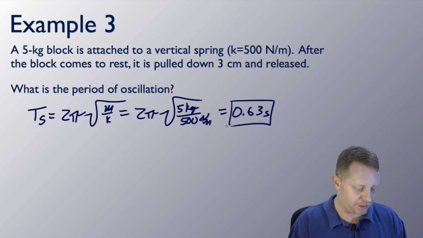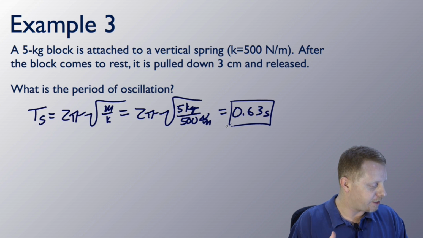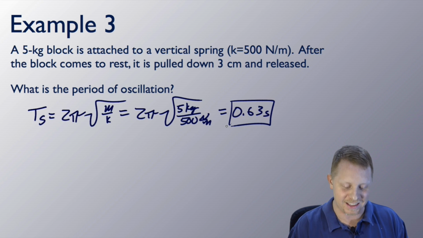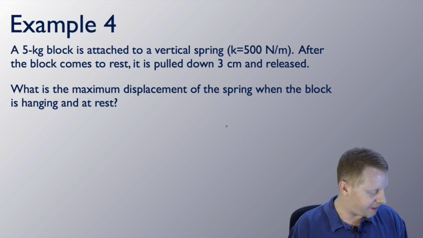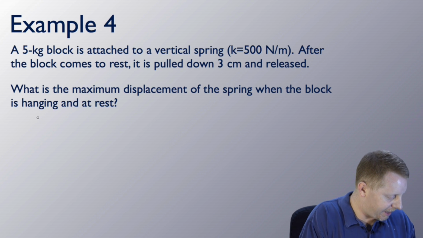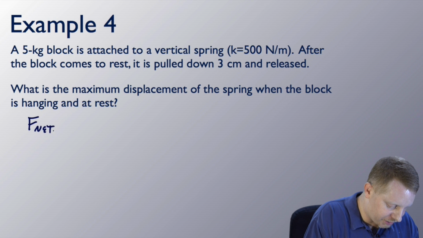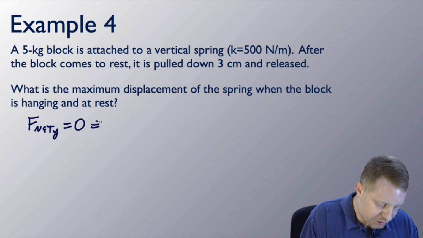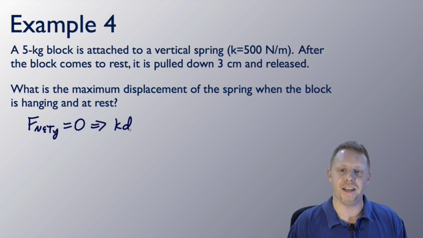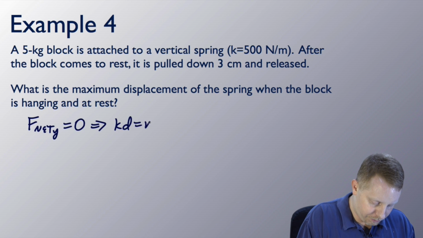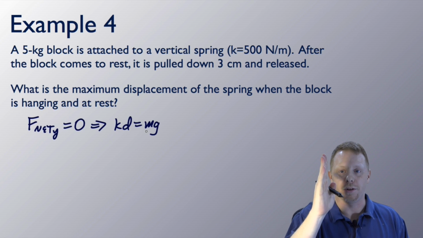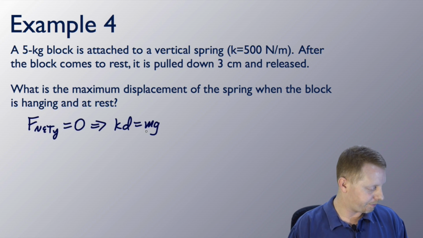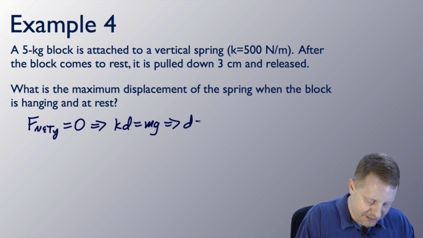But if we now take this a little bit further, we think about what happens when we pull it down 3 centimeters and release it, we can determine the displacement of the spring first when it's hanging and at rest. So let's do that for our next example. When that's the case, the net force in the y direction has to be equal to 0. It's not accelerating, it's in equilibrium, which implies that k times its maximum displacement, we'll call that d, must be equal to the force of gravity on it. The force up must be equal to our force down. Therefore, that displacement d must be equal to mg over k.